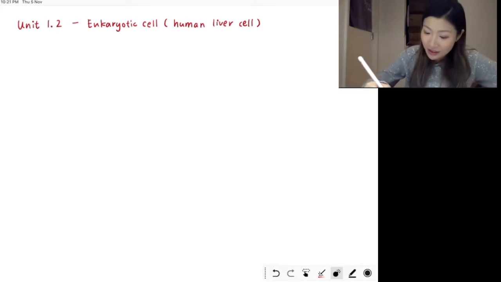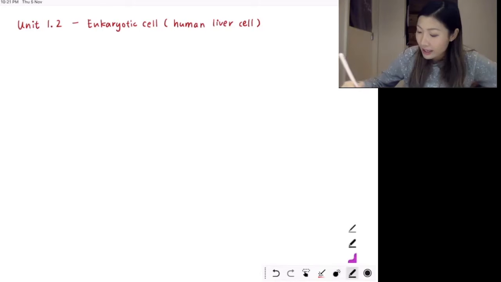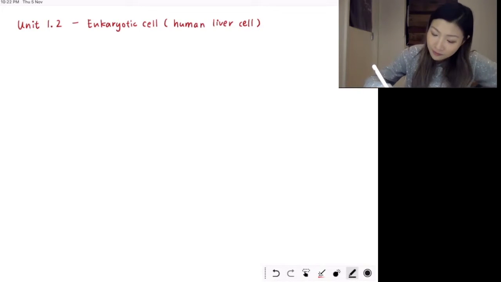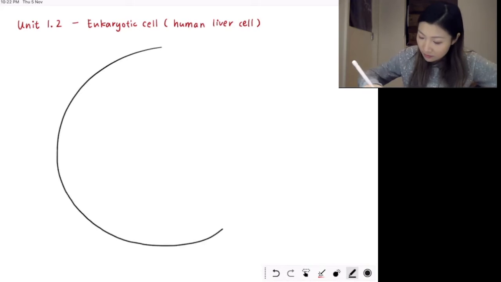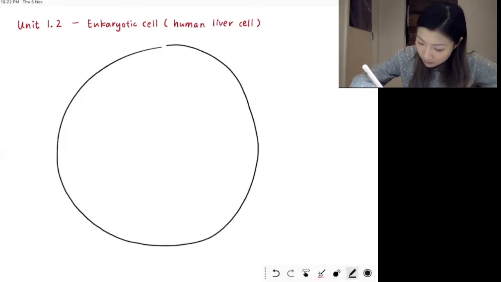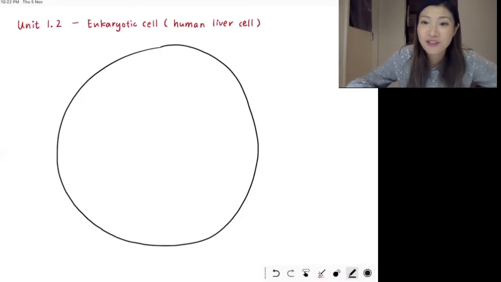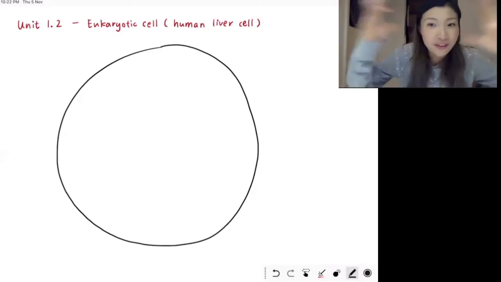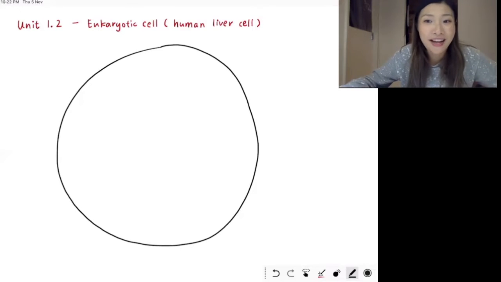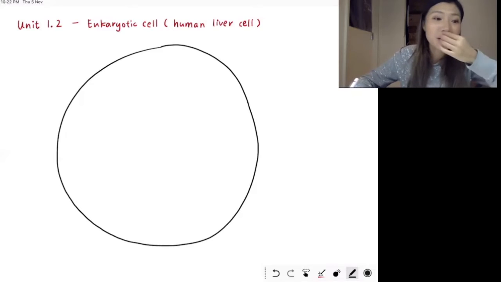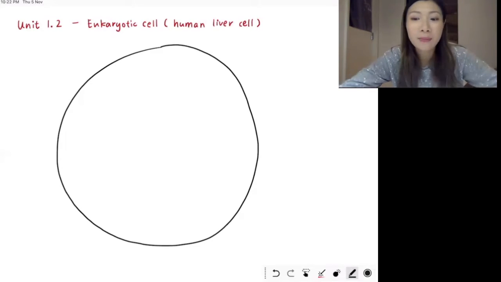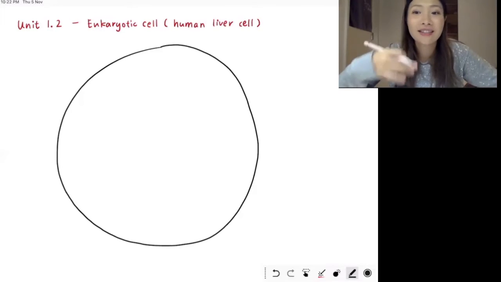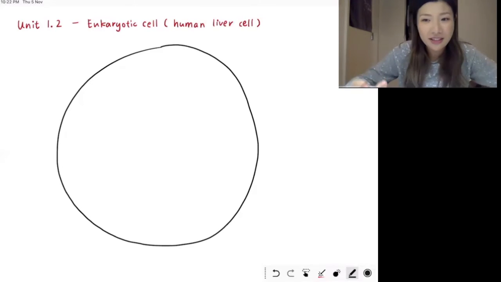First things first, when I'm drawing a eukaryotic cell, I would draw a huge circle first. Mine is definitely not a perfect circle, but I think it's good enough. There's no cell that's perfectly a circle shape anyway. Moving on, one of the main differences between a prokaryotic cell and a eukaryotic cell is that eukaryotic cells have a nucleus, so that's why we need to draw a nucleus.